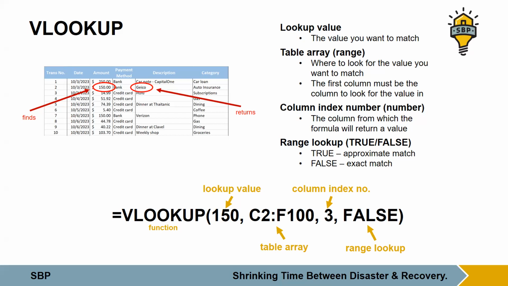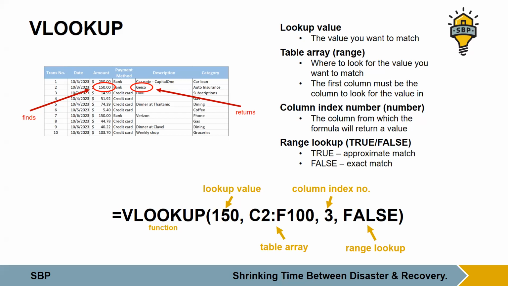And then from there, the column index number is just starting with your first column as 1. And then payment method would be 2, description would be 3. And then the range lookup is just a variable that you choose true, false for.